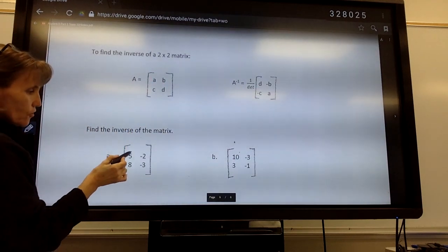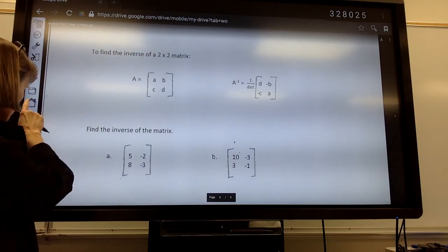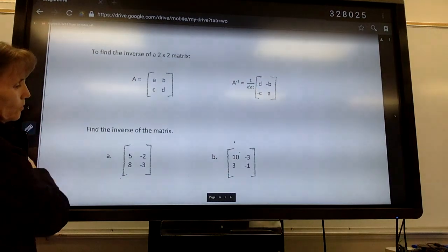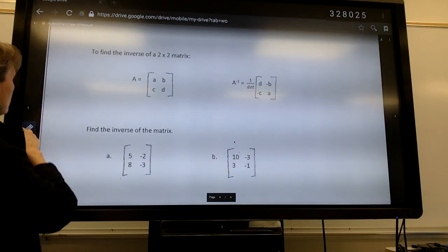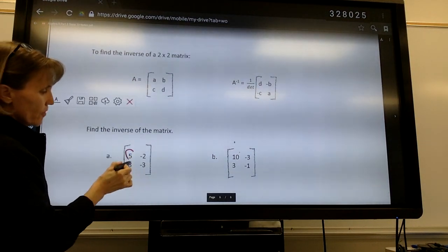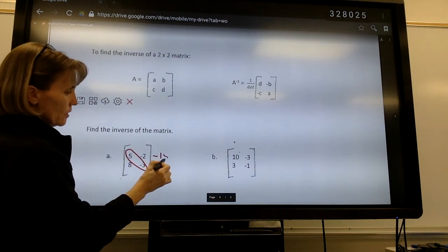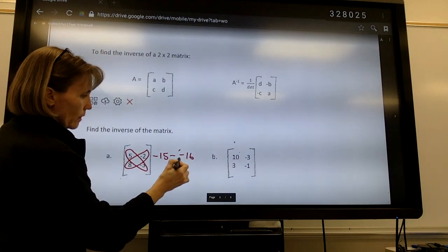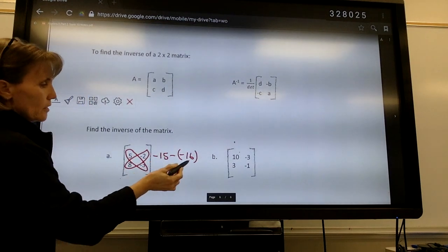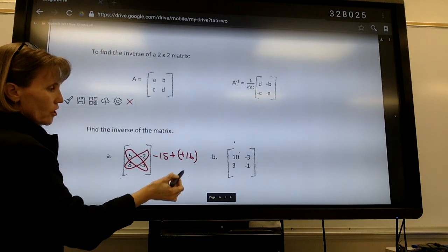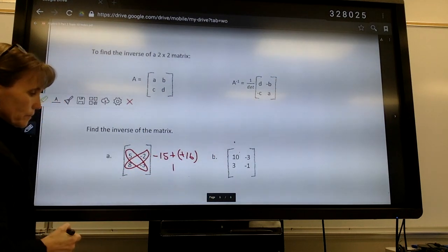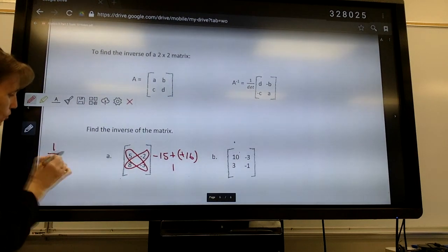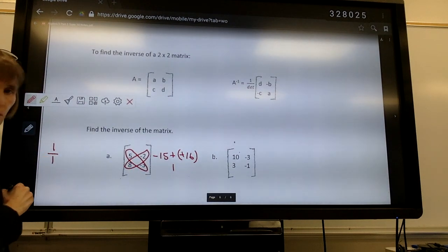For finding the inverse for A, I first have to find the determinant. I'm going to start by finding the determinant. So I've got negative 15, and I'm going to subtract negative 16. Okay, so negative 15 minus a negative 16. I do leave, change, change. It gives me a value of 1. Okay, so I'll move over here. So I say 1 over that determinant value, which is just 1 over 1.